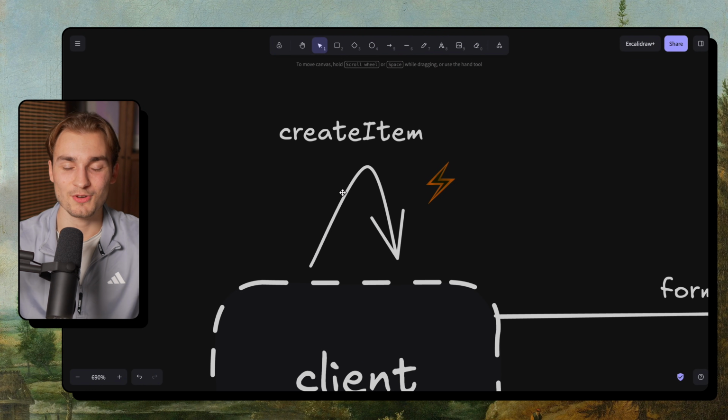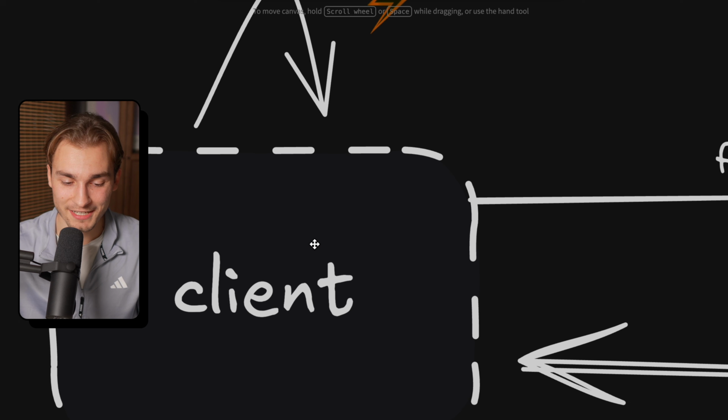Now let's just skip the part. You see it already here, create item is being called directly from the client. That's extremely fast, and that's the concept of optimistic UI or optimistic updates. And that's what I'm going to show you today.